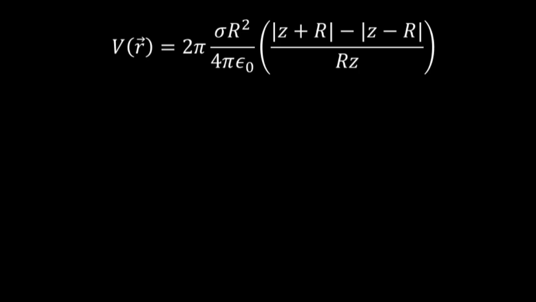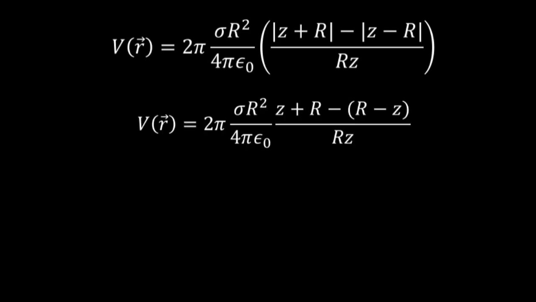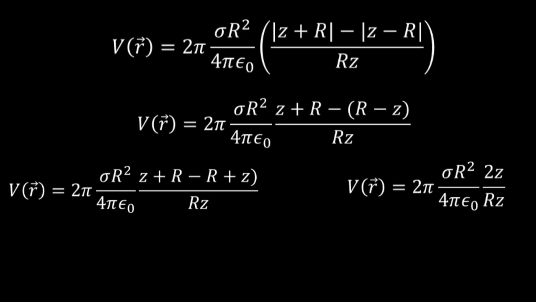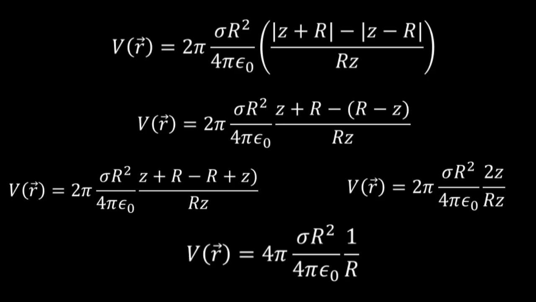If z is less than big R, or in other words, if we're looking inside of a spherical shell, then we can drop the absolute values to get z plus r minus z in parentheses over rz. We then get z plus r minus r plus z over rz. R's cancel out and we're left with 2z over rz. Most importantly, z cancels out. So the electric potential inside a uniformly charged spherical shell is a constant.